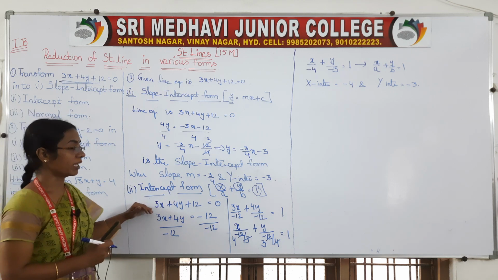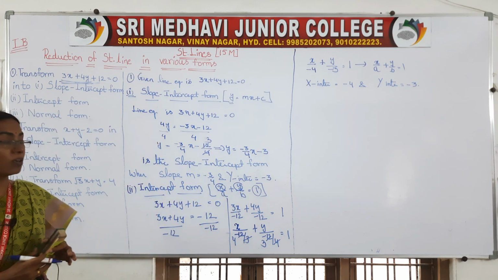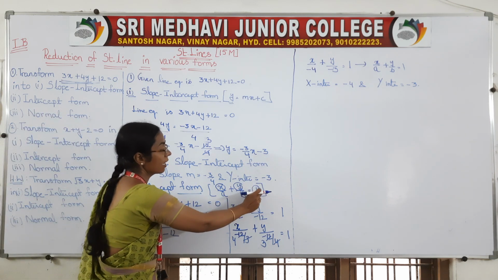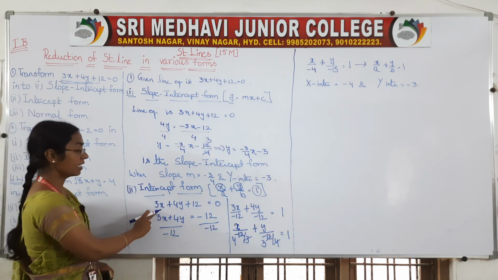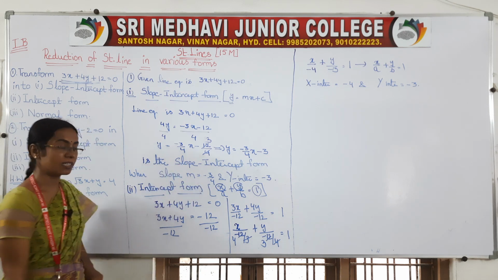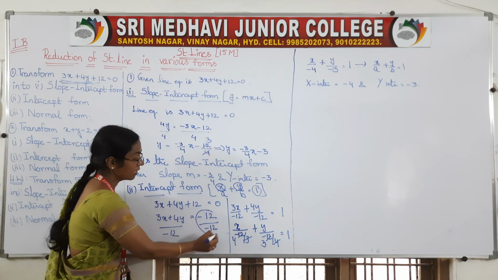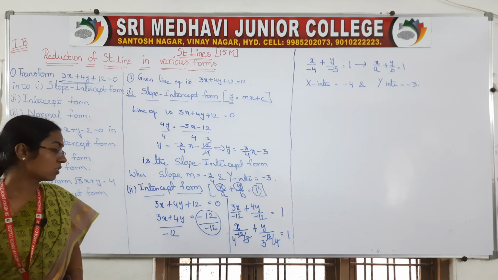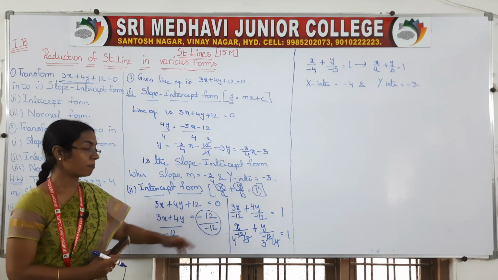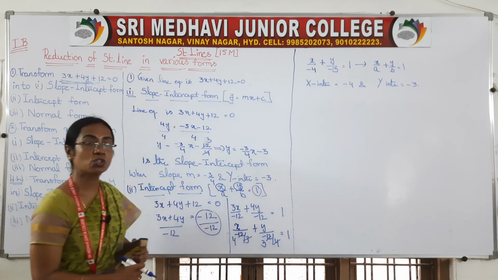How will we find it? In this intercept form, the line should be x by a plus y by b is equal to 1. It should be in this form. So first try to get 1 on the right side. How will we get 1 on the right side? This is your given line equation. First send the constant to the other side, so this becomes minus 12. I want this value to be equal to 1, so that's why I divide both sides by minus 12. Minus 12 by minus 12, here we got 1. Our aim should be first that the right side must be equal to 1.